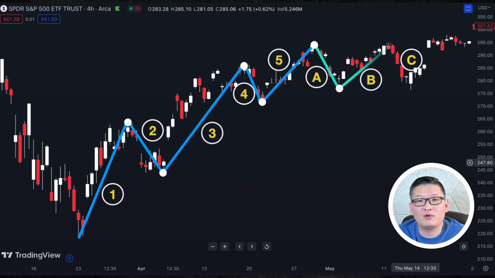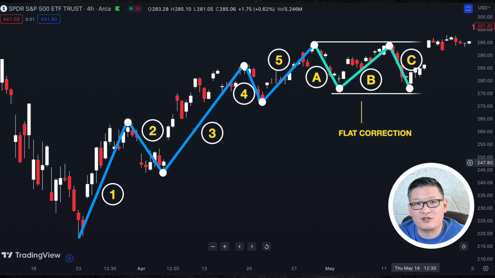In the third example, we can have a totally flat correction instead of a normal downtrend-looking one that I've shown you earlier. This can occur if the major trend is very strong and there's not much room for a deeper correction to take place. This can further confuse people who are trying to spot the Elliott wave pattern on a chart.